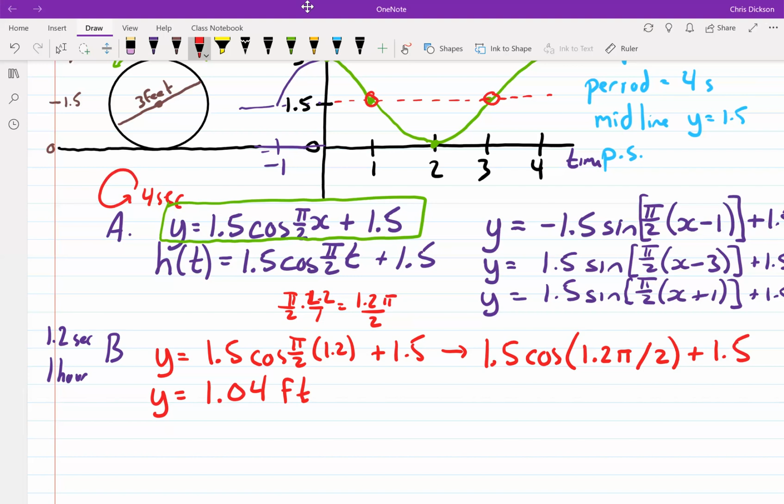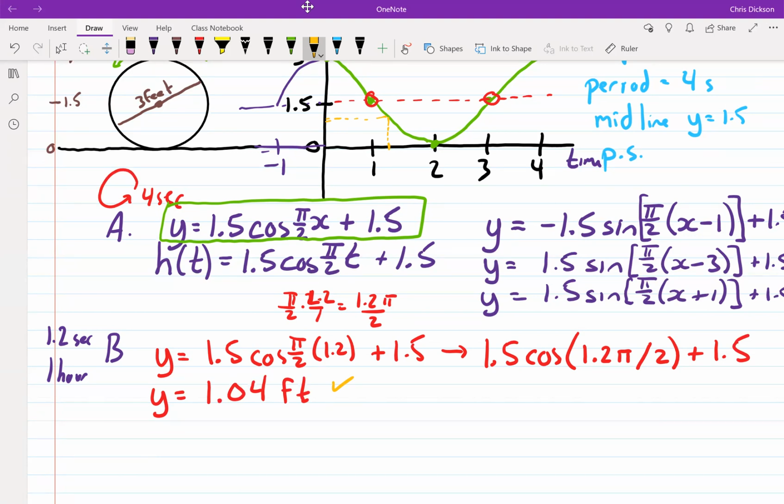So first of all, I'm gonna look at my graph and see if that even seems close on the graph. So at 1.2 seconds, I'm gonna be about here. If I go up to here, I go across, that seems reasonable, 1.04. So it's not over 1.5. So I think that looks like a pretty solid answer there.